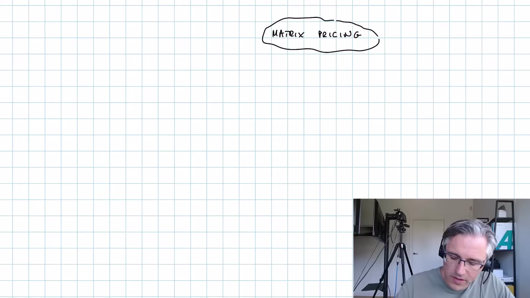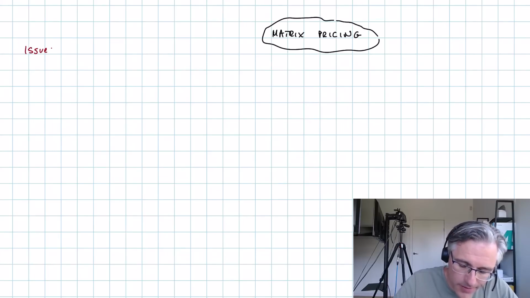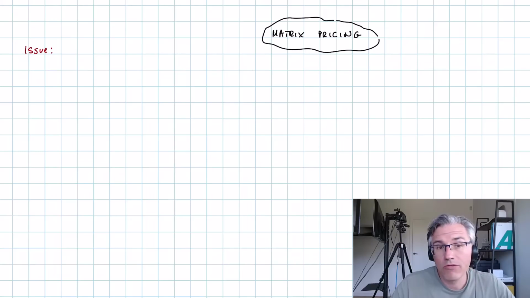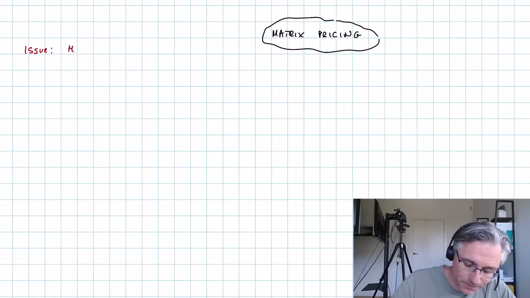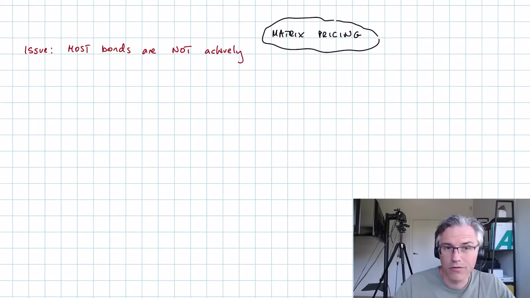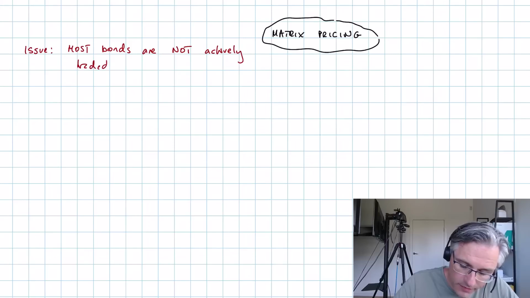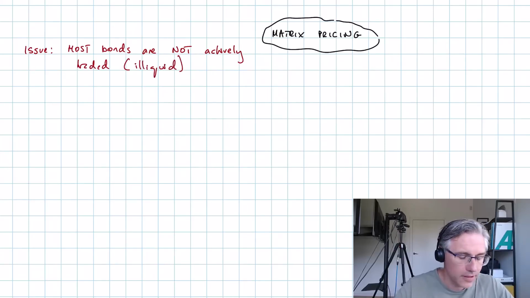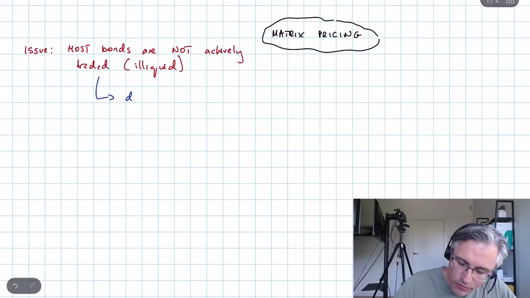So what's all this about? Well, the issue in the bond market is that most bonds are not actively traded. So they are relatively illiquid instruments. Obviously, there are exceptions. For example, government bonds are typically quite frequently traded, especially on the run securities. Those are the ones that have been issued relatively recently.